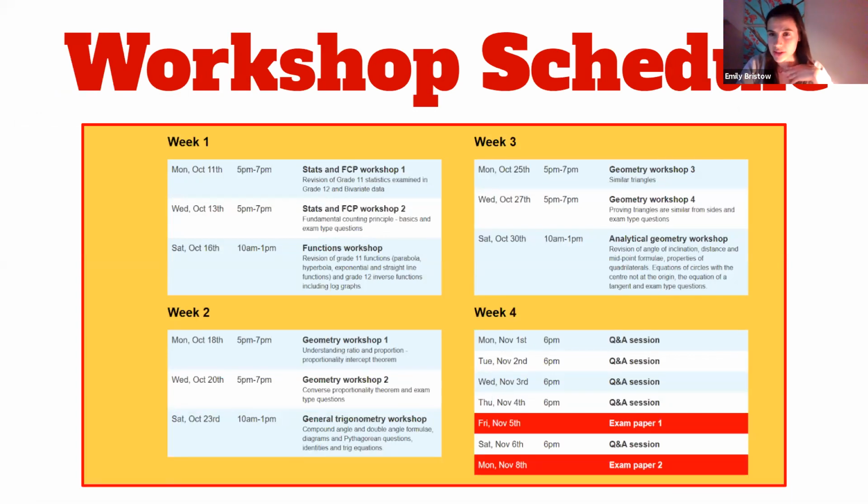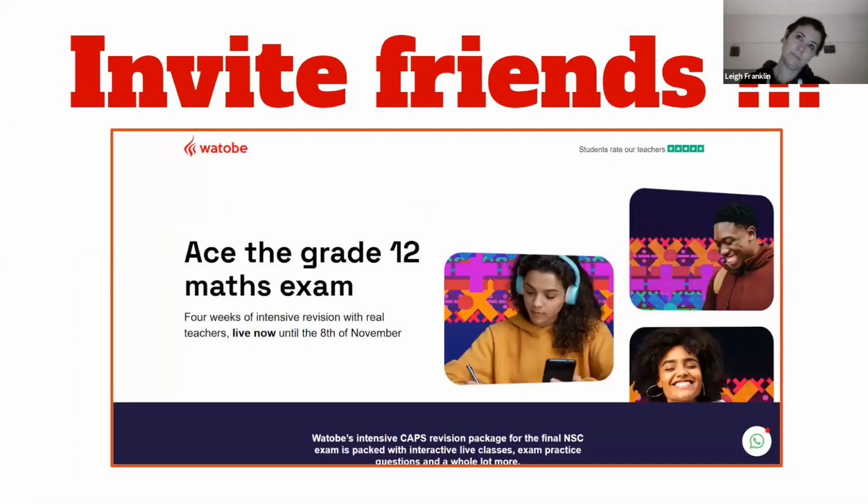Then has everybody got the schedule? It is on the website if you need it. Today is the 27th of October, so we're up here, workshop number 4. Next is Saturday at 10 o'clock to 1 o'clock, analytical geometry. Feel free to invite your friends and tell them about this grade 12 course. It's getting close, and we're nearly there. You guys are nearly finished.